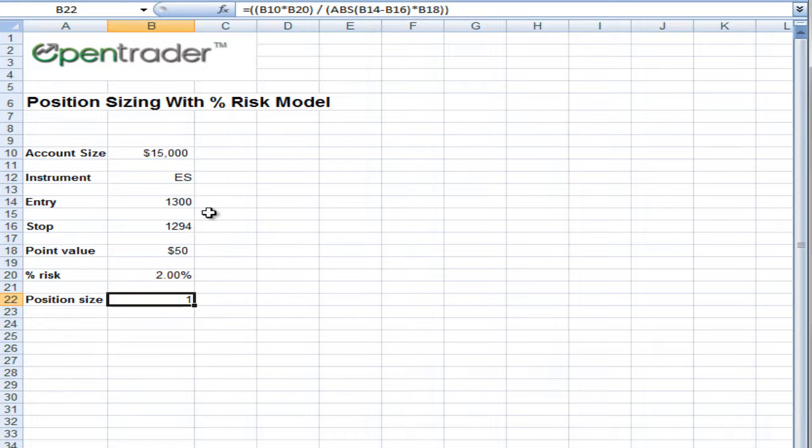Well, a 6-point stop at $50 a point is $300. But what we want to risk is $300. So all we need is one contract to risk that $300. You see how it is?